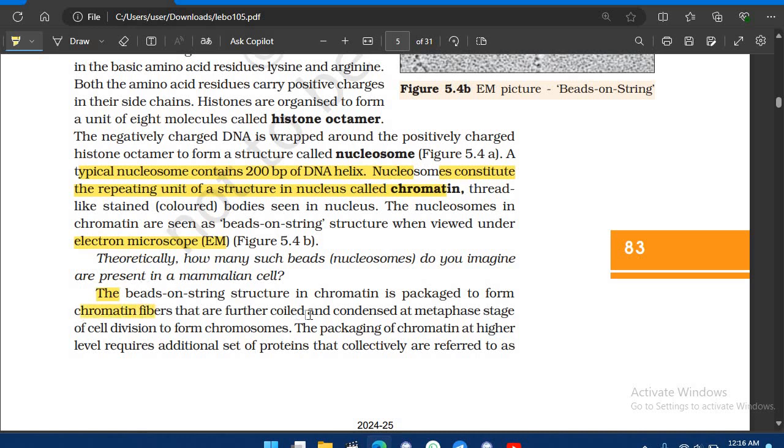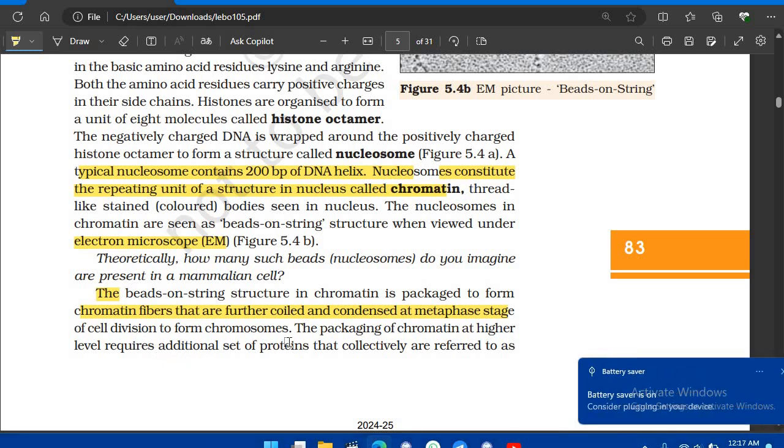The chromatin fibers are further coiled and condensed at the metaphase stage of cell division to form chromosomes. The packaging of chromatin at a higher level requires an additional set of proteins that collectively are referred to as non-histone chromosomal proteins.